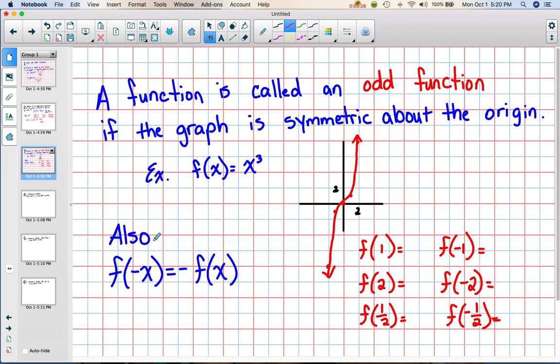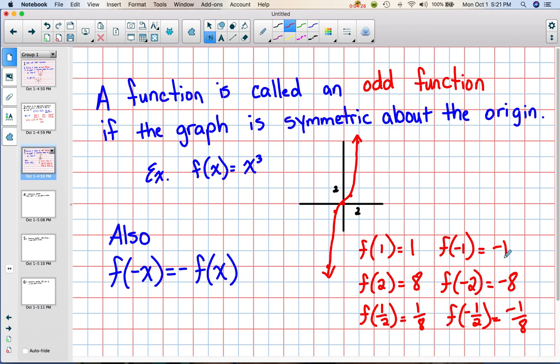Now, the rule for this, to test it algebraically, is if you change the input value to the opposite, then the output value also changes to the opposite. So let me show you with some numbers. If we evaluate 1 cubed, we get 1. If we take negative 1 cubed, we get the opposite, negative 1. If we cube a 2, we get 8. If we cube a negative 2, we get negative 8. If we cube a half, a half times a half times a half is 1/8. And if we cube a negative half, negative a half times negative a half times negative a half, we get negative 1/8. So notice in every case, when I switched my x value to the opposite, my y value, or my range value, also switched to the opposite. That's how we can tell if it's an odd function.